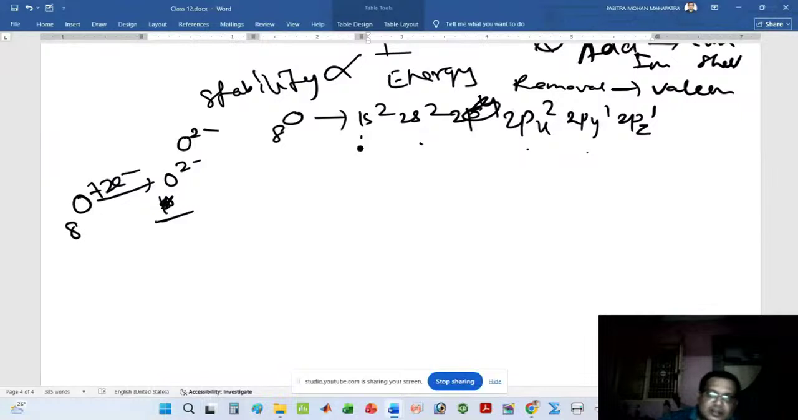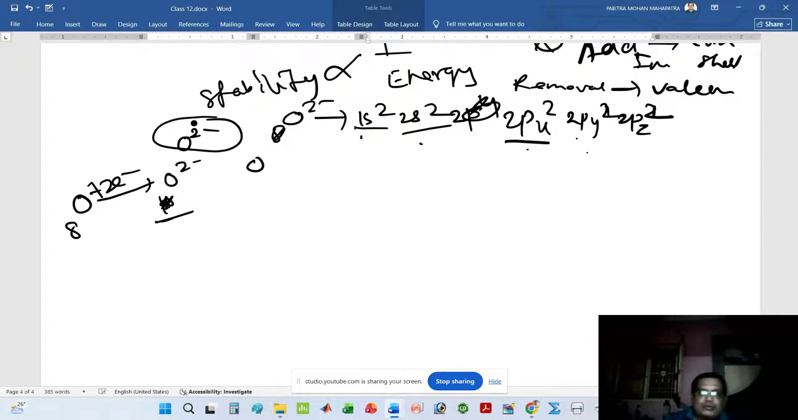Look at that. Here 1s2 is completely filled, 2s2 filled, 2px2 filled, then the 2 electrons go to 2py, one electron to the 2py, another electron to the 2pz. This is the electron configuration of O2 minus. Again, I want to write oxygen. So your target is to write the electron configuration of O2 minus.